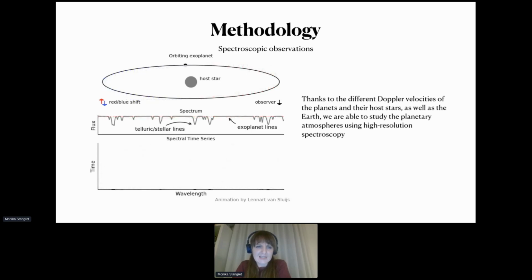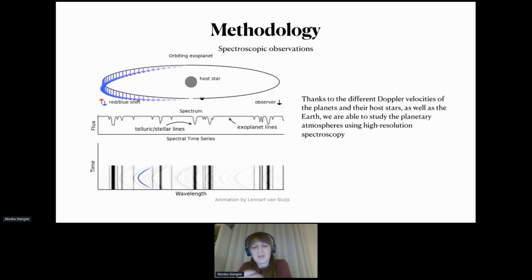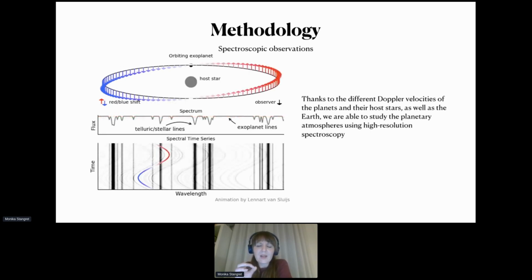First, I said that I'm using high-resolution spectra. So when we observe the spectrum of a planetary system, thanks to the different Doppler velocities of the planet which orbits its host star, the host star, and also the Earth, because we are observing from Earth, so we detect everything in our atmosphere. Thanks to those differences, we are able to study the atmospheres because we are able to distinguish those three signals.